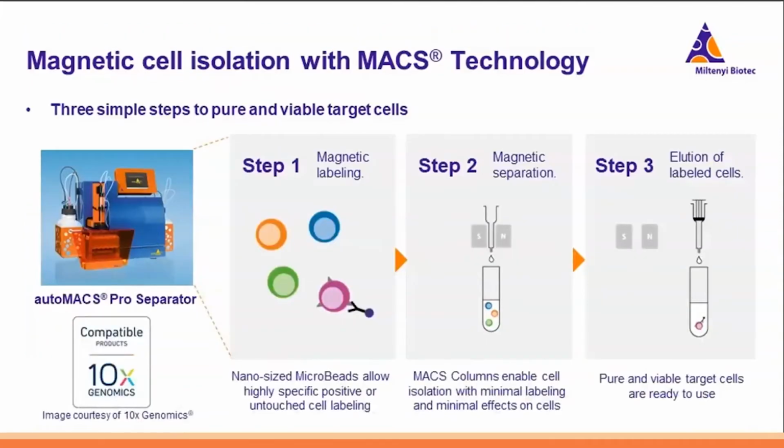So if we go for magnetic cell separation, with MACS Technology, we can isolate different cell types in just 3 easy steps. First, we incubate the cells with nano-sized magnetic microbeads coupled to antibodies that bind specific epitopes on the target cells. Second, we apply the cell suspension to a column placed within a magnet, and the labeled cells are retained in the column while the non-labeled cells flow through. And in the final step, we elute the labeled cells by removing the column from the magnet and gently flushing the cells out of the column. These steps can be performed manually, but also fully automated using the autoMACS Pro Separator. And here also, the products from MACS Technology are fully compatible with those from 10x Genomics.